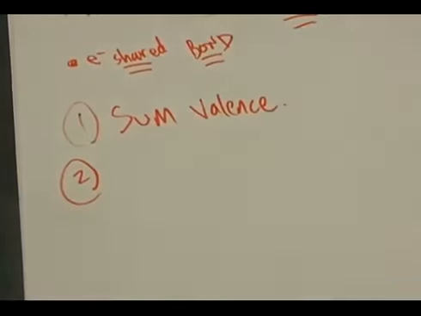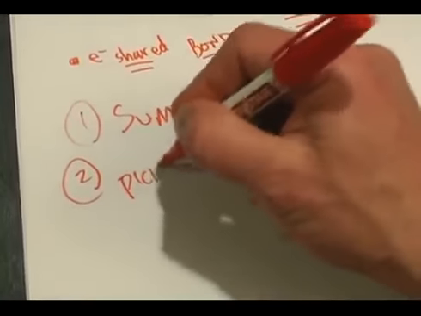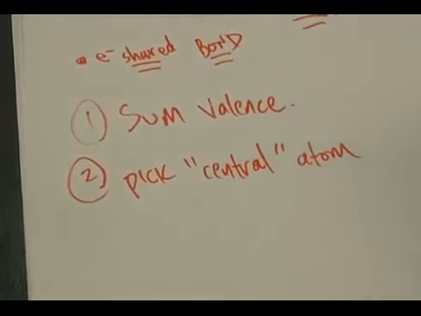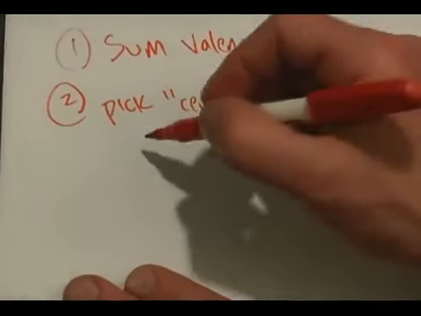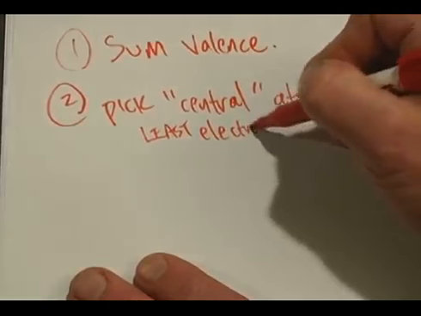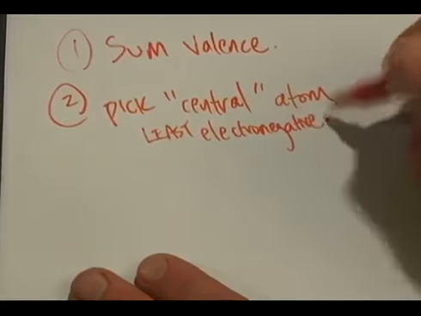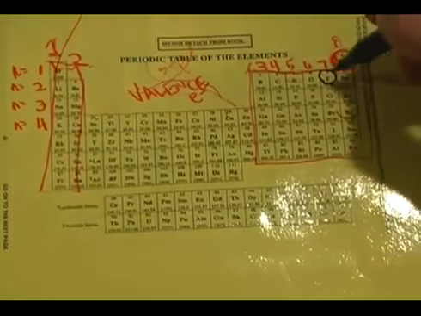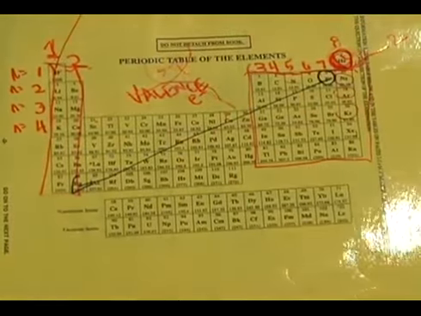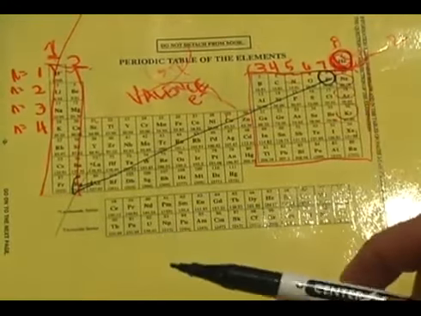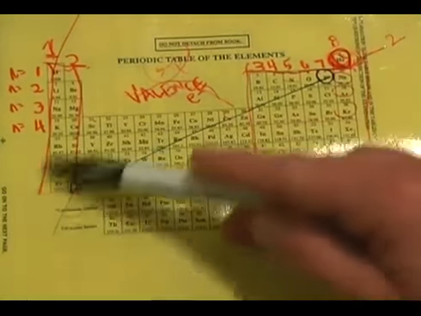Step number 2, once you've summed the valence electrons, then pick what's called a central atom. And the central atom is generally almost always the least electronegative atom. If you forgot what electronegativity is, look once again on the periodic table. The most electronegative atom on the periodic table is fluorine right here, and the least is down here, way down here by cesium. So electronegativity decreases to the left and down. So the least electronegative atoms are down here, the most are up here.